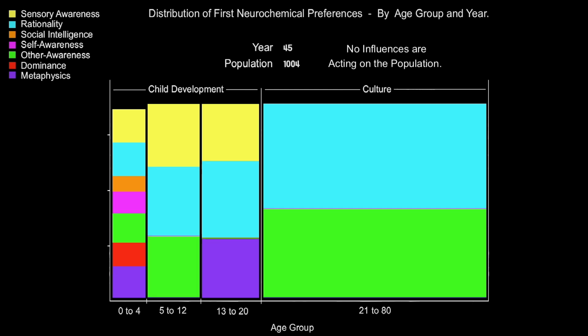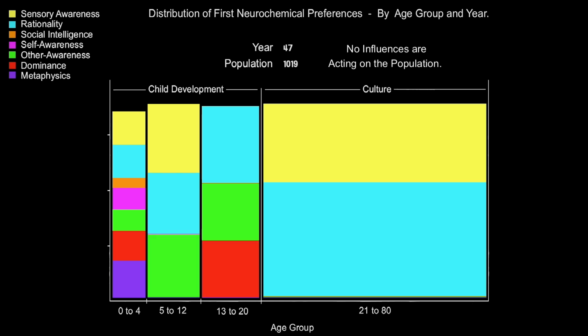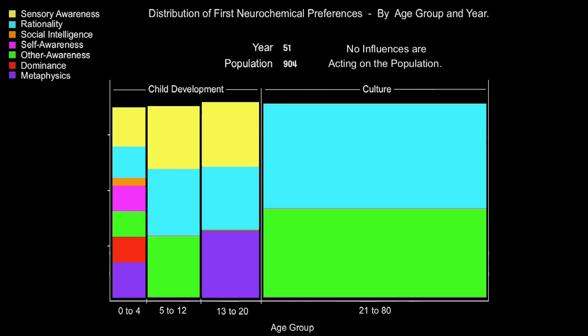The culture has been stable for a few years, and then it changes again. So at year 51 now, and we see ongoing diversity among the infants, children, and teenagers. And the culture hasn't been a traditional culture for the last 20 years. So let's keep running the graph for another generation, 25 years, to see what happens to the character of the culture.